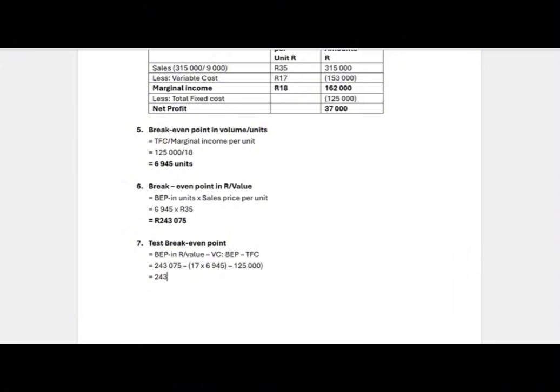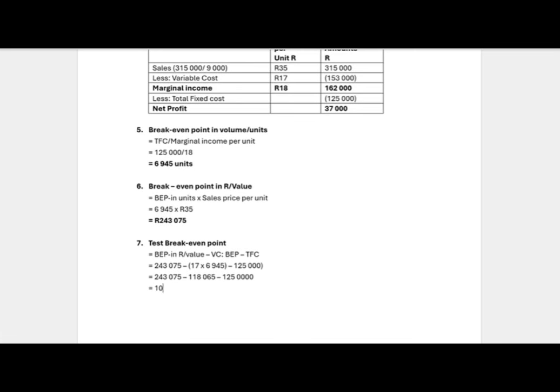We are going to say 243,075 minus, let's see, 17 times 6,945, and then that is 118,065. All right, and then we're gonna minus our 125,000. All right, and then let's see how much are we getting right there. Are we getting 0? Let's see. 243,075 minus 118,065 minus 125,000.